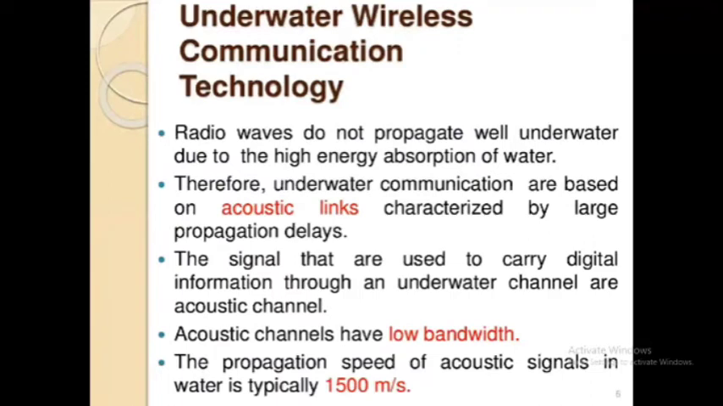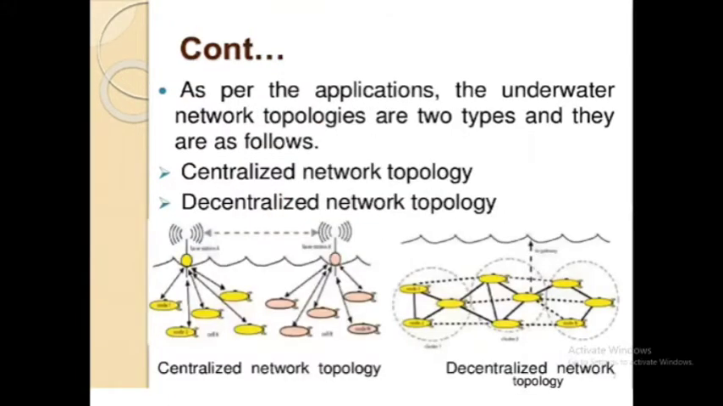Underwater wireless communication technology: as I have mentioned before, radio waves do not propagate well underwater due to the high energy absorption of water. So radio waves only work for wireless communication in air. Therefore, underwater communications are based on acoustic links characterized by large propagation delay. The signals that are used to carry digital information through an underwater channel are acoustic signals. Acoustic channels have low bandwidth, and the propagation speed of an acoustic signal is only 1500 meters per second.